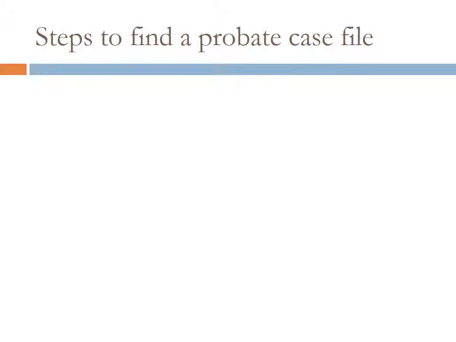There are a variety of steps to finding a probate case file, and I suggest the following steps. First of all, determine the date of death of the ancestor. The more specific the date can be, the easier it's going to be to find the probate file. But necessarily you need to know at least the year. If you only have a range of years in which the person died, then finding the probate file may involve searching through multiple years of court records.